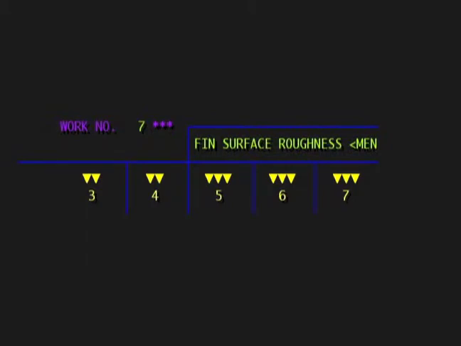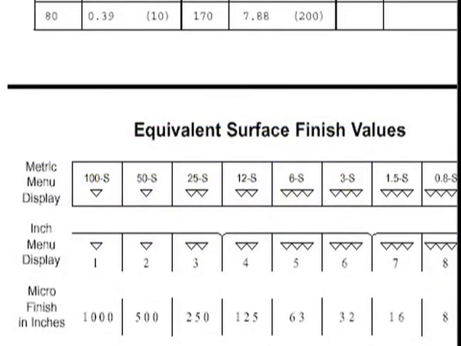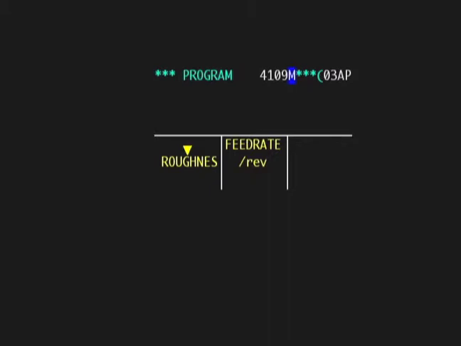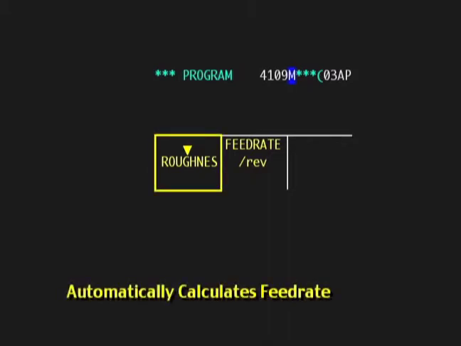Notice that some positions have the same number of diamonds. A job aid is provided with this lesson, which lists the micro finish value for each of the numbered positions on the menu. For example, if the print called for a 32 finish, the 6th position would be selected. Whenever possible, use the roughness mode instead of the feed rate mode. The roughness mode will automatically calculate the feed rate necessary to create the correct finish.